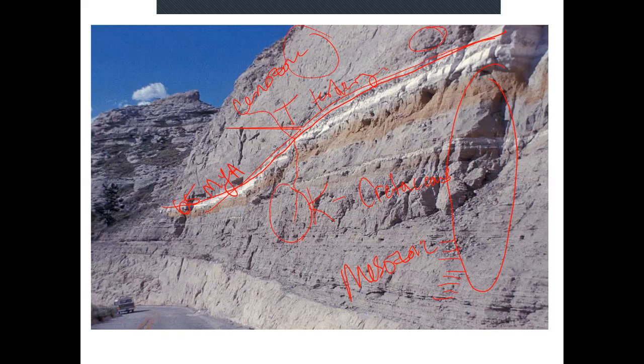But we talk all about that in historical geology. We talk about evolution and vertebrate evolution throughout this period of time, this larger period of time known as the Paleozoic.